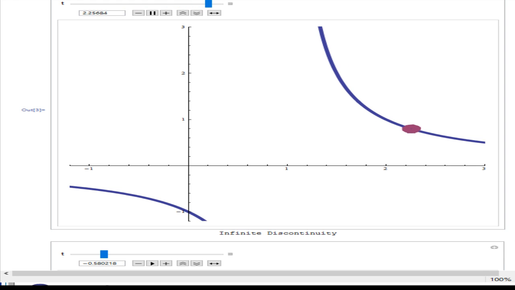The same thing happens if the graph goes up to infinity or down to infinity on both sides. You still have to jump from one section of the graph to the other, which means that you still have an infinite discontinuity, even if the limit from the right and the limit from the left are both infinity or both negative infinity.